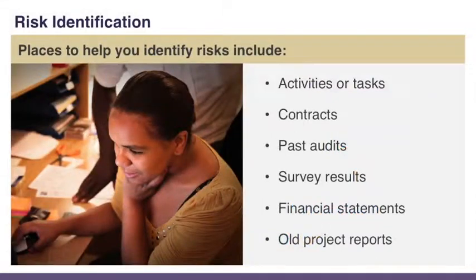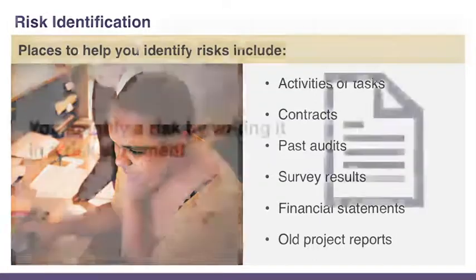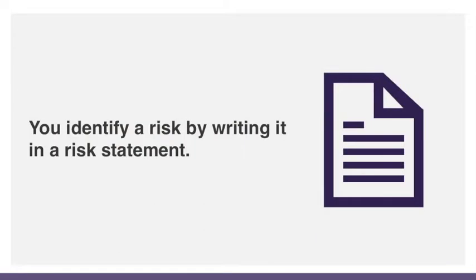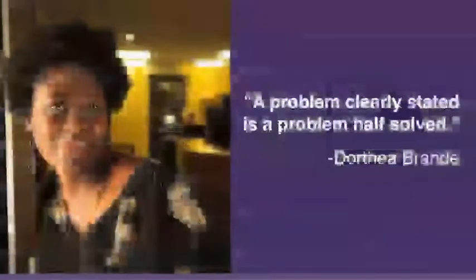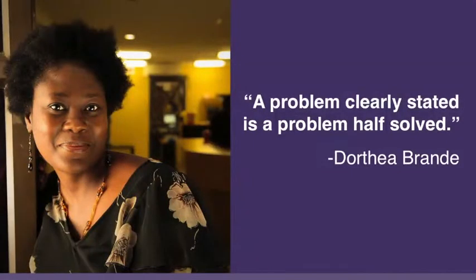As discussed, a good place to start to look for risk is in your list of activities or tasks. Some other places to look to help you identify risks include contracts, past audits, survey results, financial statements, old project reports, specifically in the lessons learned section. You identify a risk by writing it in a risk statement. It is important to clearly present the risk information. According to Dorothea Brand, a problem clearly stated is a problem half solved.